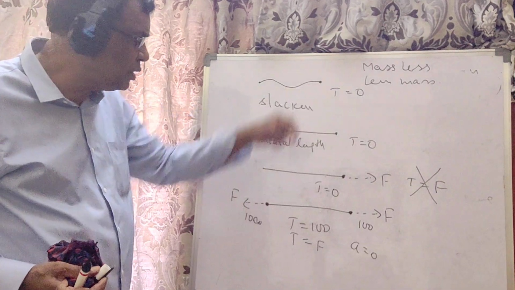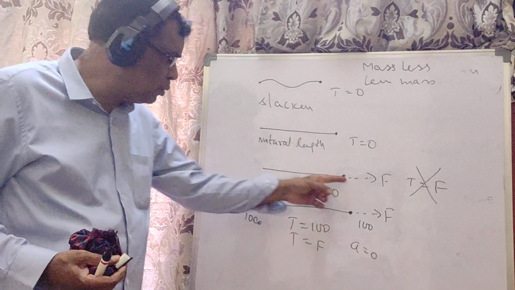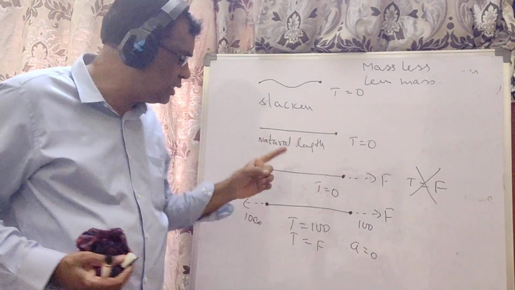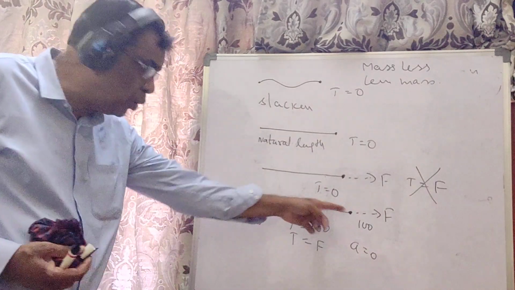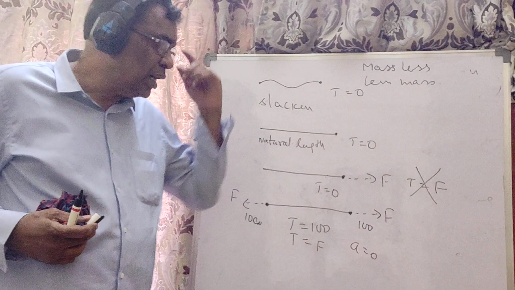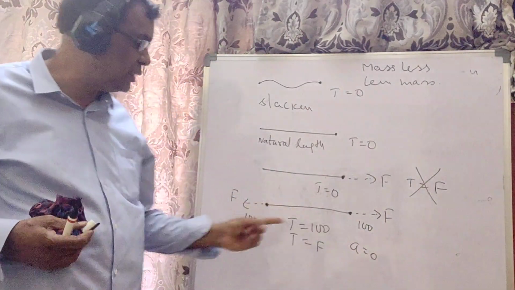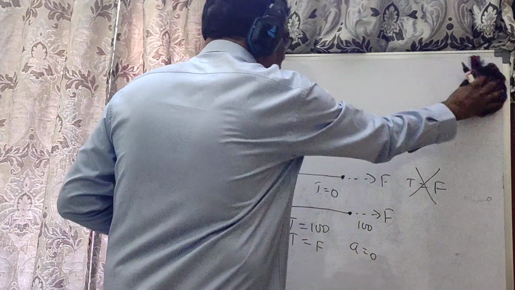Slackened position, tension 0. Straightened position, tension 0. Straightened position, F applied on one side, tension is 0, there is no mass. But I apply force on both sides, same magnitude, opposite direction. I am now making an attempt to stretch it, that's why the tension is 100 newtons, or F.